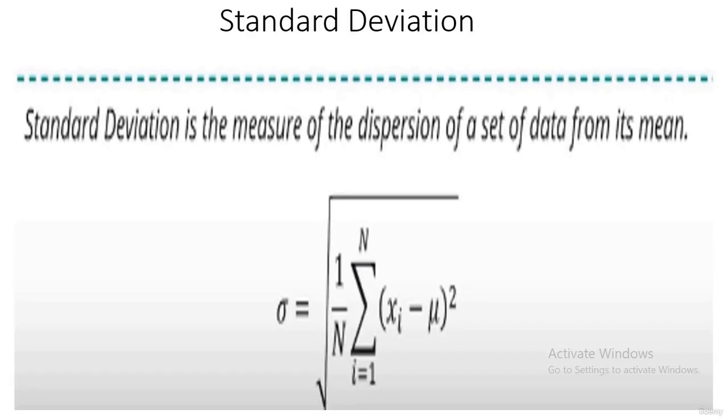So standard deviation is the measure of dispersion of a set of data from its mean. That means how far it is from the mean. And the formula is sigma equal to the square root of 1 by n, summation i equal to 1 to n, (xi minus mu) whole square. This is the standard deviation formula.